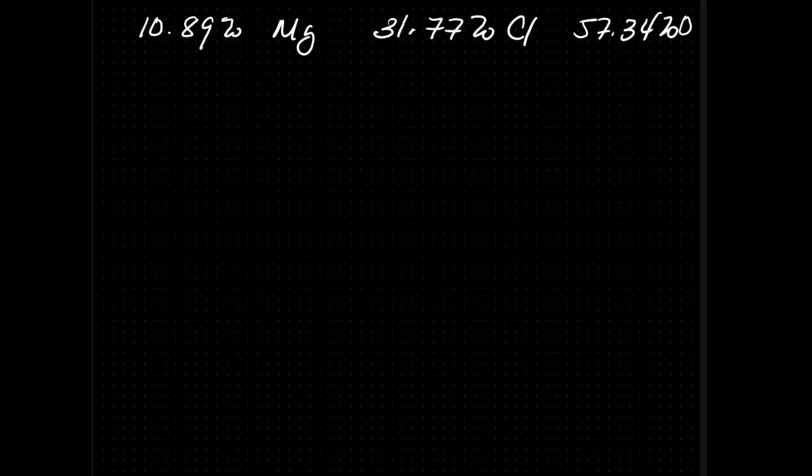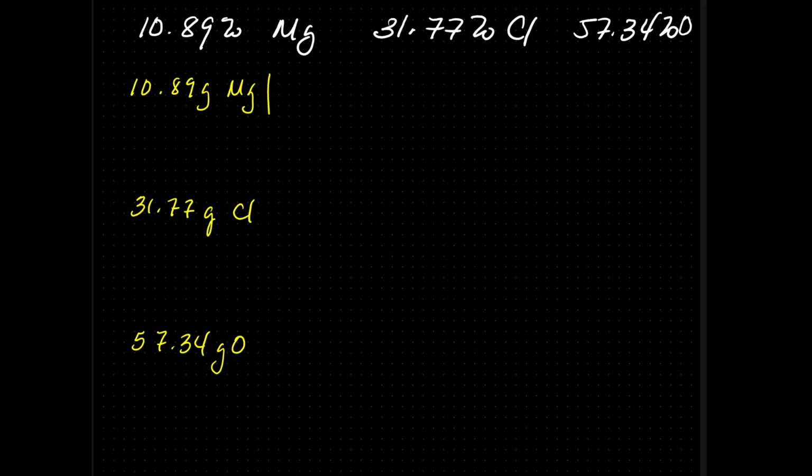So again, percent to mass. Since it's given to you in percentages, we're going to change the percent sign into grams. So now we're going to have 10.89 grams of magnesium, 31.77 grams of chlorine, and 57.34 grams of oxygen. Mass to moles. So we're going to use molar mass and we're going to do dimensional analysis. Grams of magnesium, diagonal units must cancel out. This is equal to 1 mole of magnesium.